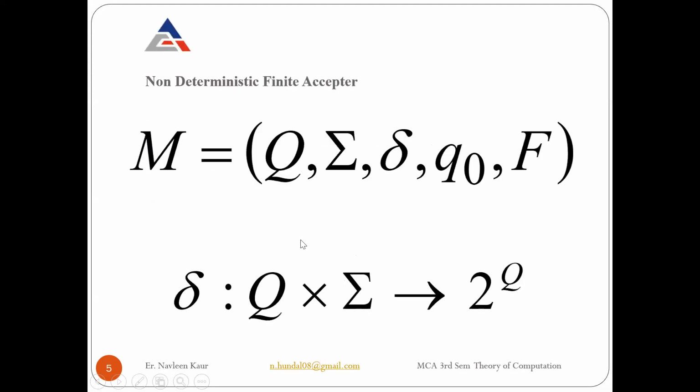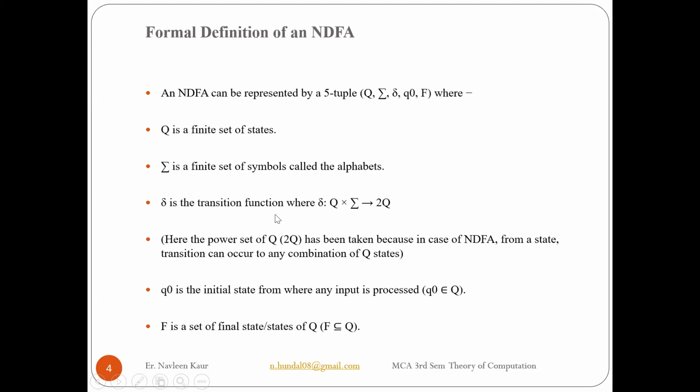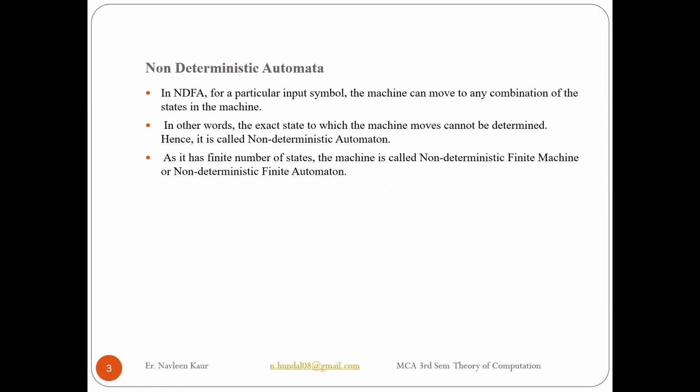Similarly, the transition function delta is the only difference between your DFA and NDFA. I told you already that in case of a DFA, if for any state Q you provide any input alphabet, it will take you to a single state. But in case of an NDFA, for any state, if you provide any input, it will take you to any combination of all the other states. It means 2 raised to power Q. If there are 3 states, 2 raised to power 3 means 8 states can be generated.